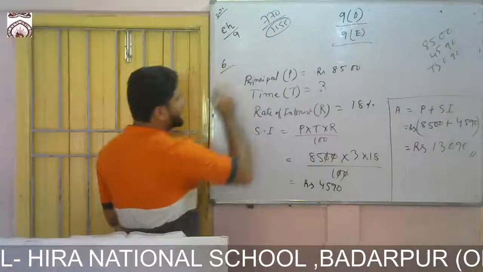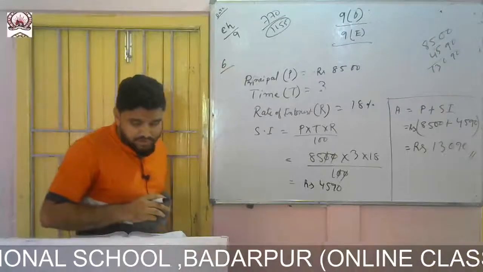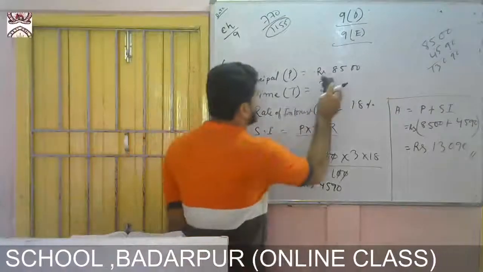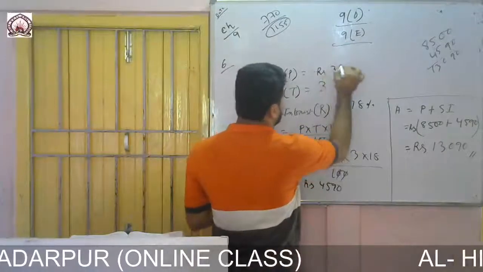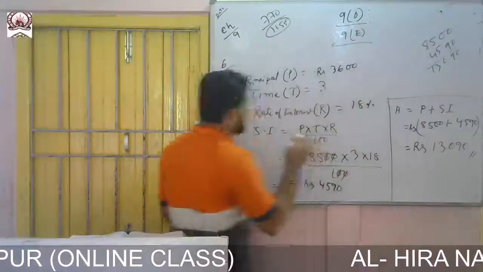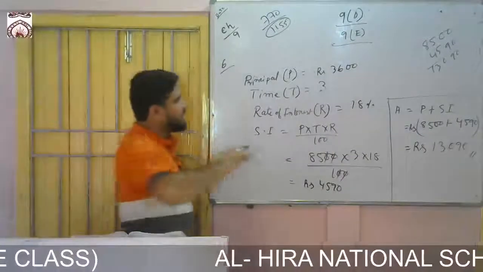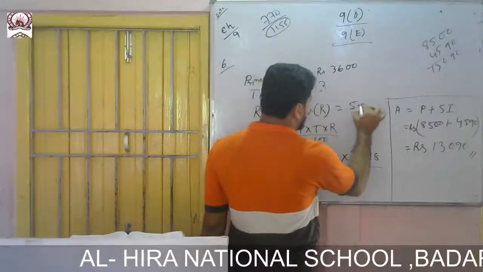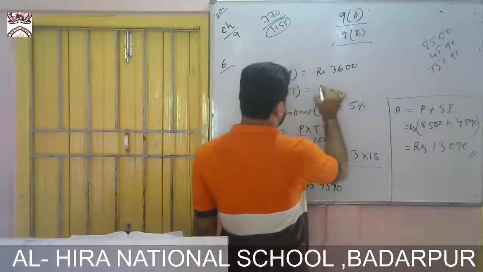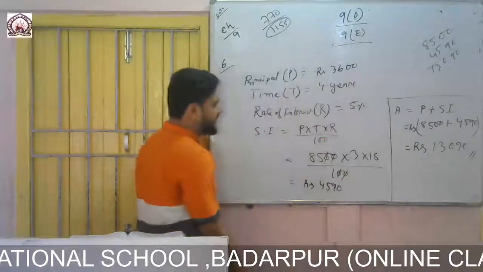Question number 6. For principal it is 3600. Then rate of interest how much? 5%. And time 4 years. So let us find the interest.